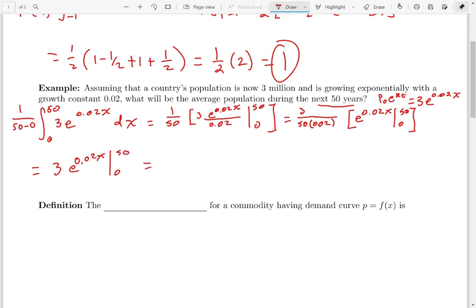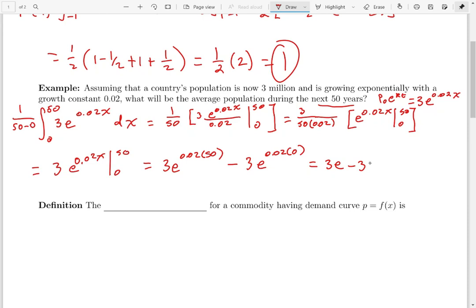Then what do we get? This is then 3 times e to the 0.02 times 50 minus 3 times e to the 0.02 times 0, which means what are we going to get? Well, 0.02 times 50 is 1, so this is 3e minus 3e to the 0 power is 1, so it's 3e minus 3.